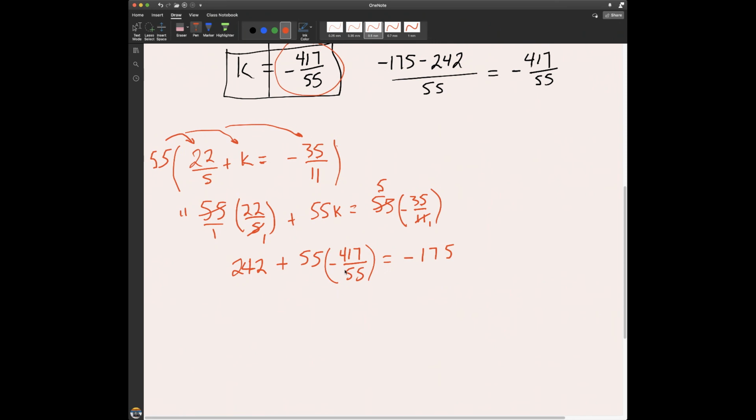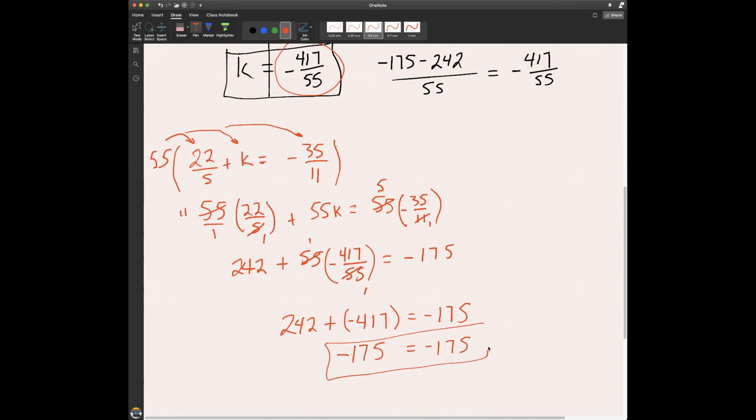All right. Let's clean this up some more. Here I have the 55s that cancel. So I have 242 plus negative 417. Does that equal negative 175? Well, you just put this in your calculator. 242 plus a negative 417 equals negative 175.